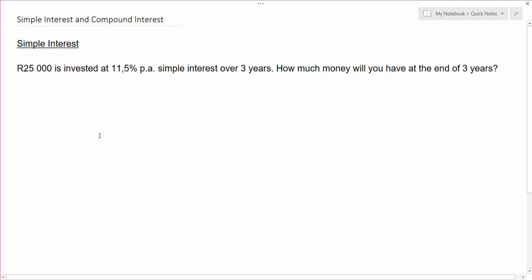Today I'm going to be going through simple interest and compound interest for mathematical literacy students. You're not allowed to use the formula in mathematical literacy, so I'm going to show you how to set your work out. So number 1 says 25,000 is invested at 11.5% per annum simple interest over 3 years. How much money will you have at the end of 3 years? So this is simple interest.